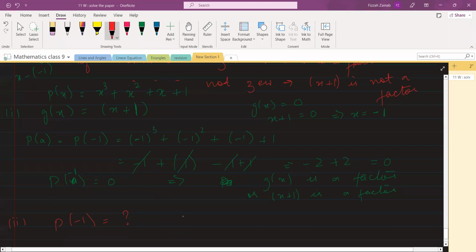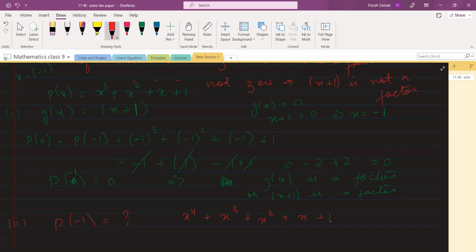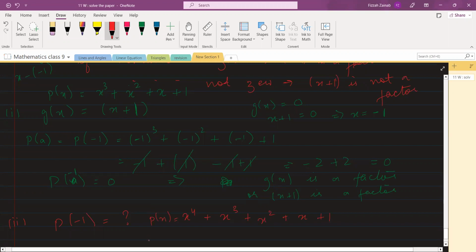See, Zeba, the second part is this: x to the 4 plus x cube, again plus x square plus x plus 1. Am I right? This is your p of x. Clear?